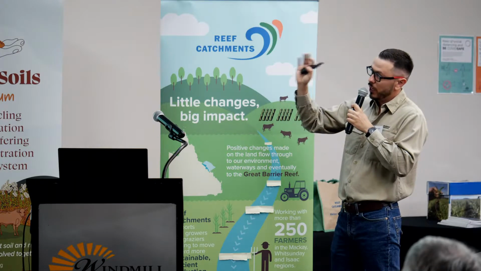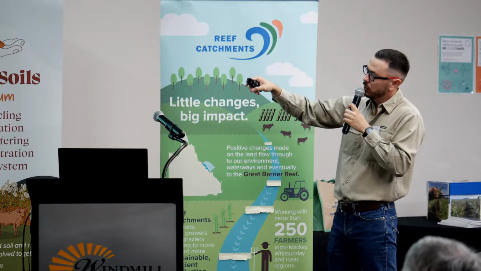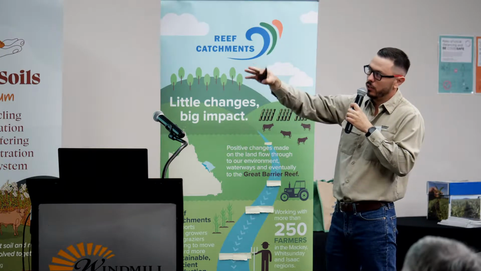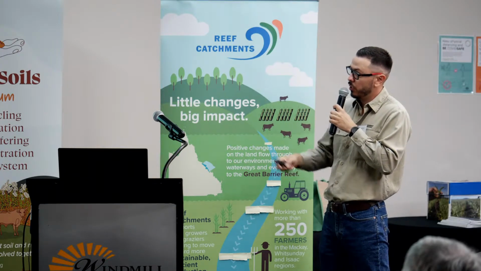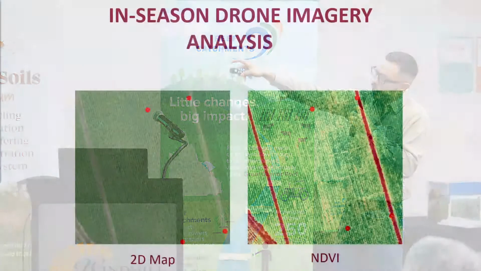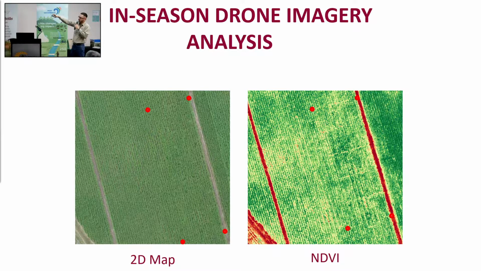We actually managed to locate where the field trial was within the paddock. That's the 2D image on the right there, like the normal photo that you would get from the drone, and Marcus can actually go more in depth on that. And this one is the NDVI, actually showing the health status of that plant, or how green that plant actually was. And you can see that some of the plots were greener than the others.